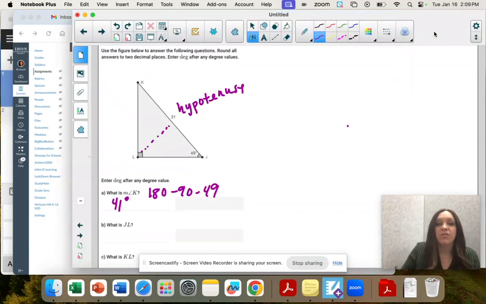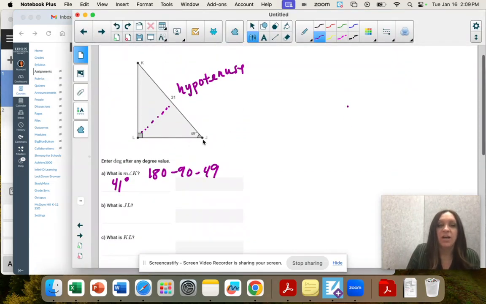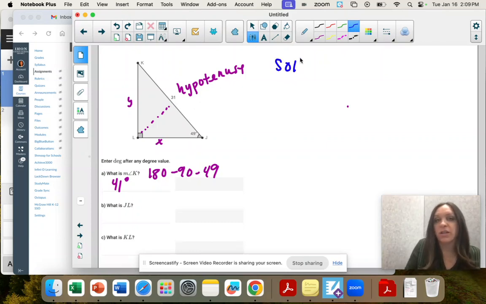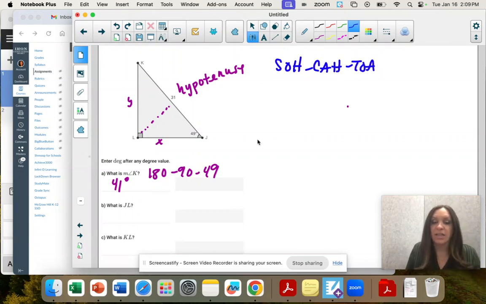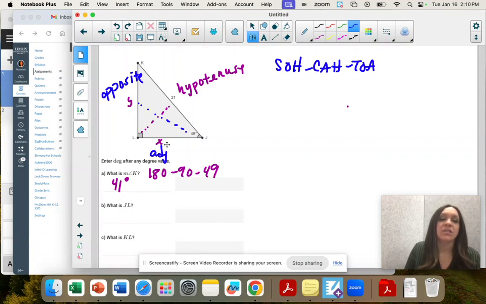Okay, now we're solving for these side lengths. So we want JL, we'll call that X, and then KL, we'll call that Y. And because we have a side length and an angle, we're going to use trig. We can't use Pythagorean theorem because we only know one side length. So I'm going to label the sides based on this angle. This is the opposite, and this is the adjacent. So let's start there. Let's solve for x.